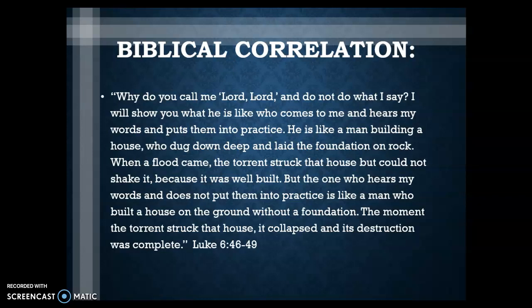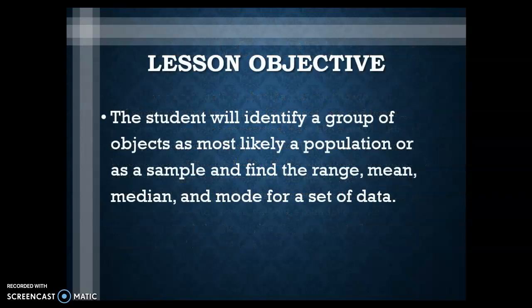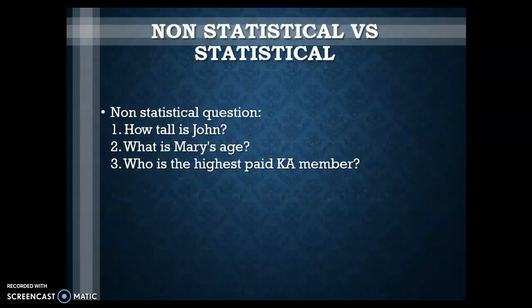But outside of the spiritual realm, any information that we receive, we should always be considering whether it's true and what evidence or what basis is there behind the truth of this information. Our specific objective for today is that you will identify a group of objects as a population or as a sample. We actually did that in our first lesson. So today we're going to focus on this second part, finding the range, mean, median, and mode for a set of data. All right, let's very briefly review the difference between statistical and non-statistical data.